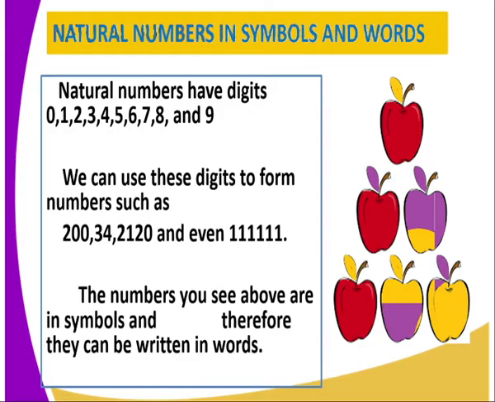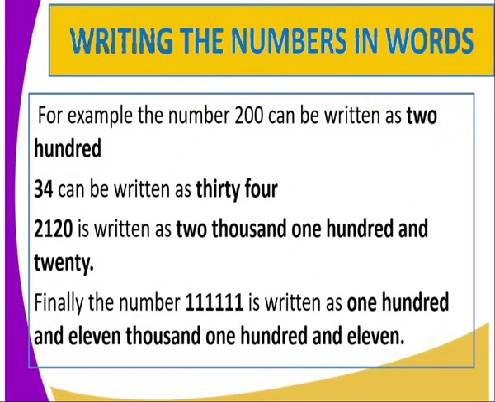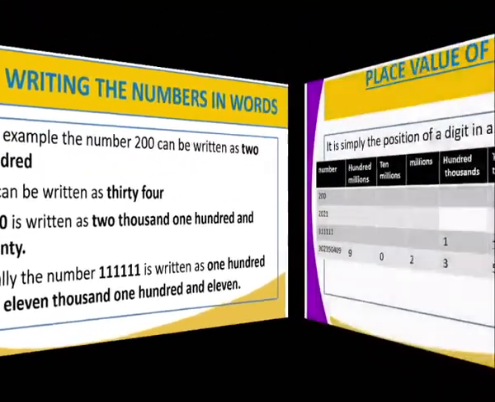These numbers you see above are symbols and therefore they can be written in words. Now let us try to write numbers in words. For example, the number 200 can be written as two hundred, as you can see from our screen. And 34 can be written as thirty-four. 2120 is written as two thousand one hundred and twenty. And finally, 111111 is written as one hundred and eleven thousand, one hundred and eleven. So our natural numbers can be written in terms of words, as we have seen.